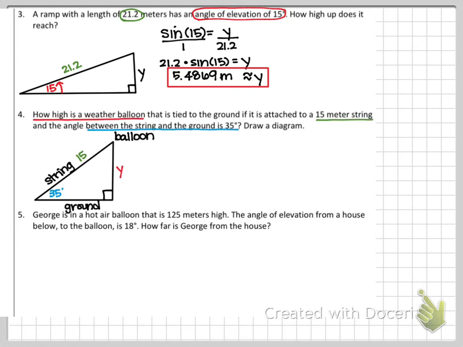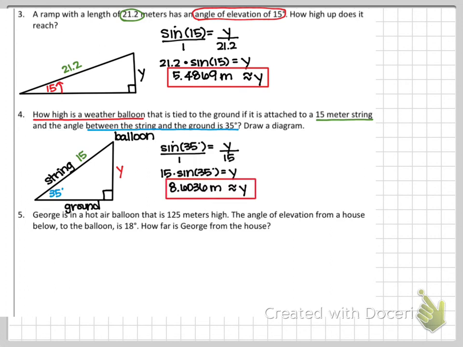Okay, so here's my picture. I went through and I added in where the string would be, where the balloon is located, and the ground. And then I color-coded where I put the corresponding information into the picture. Now that we have the picture, you go ahead and see if you can figure out what y is. Okay, so I got 8.6036 for this.